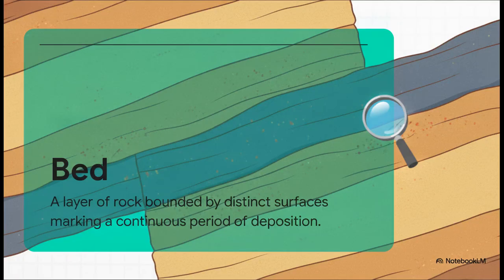Okay, so our foundational unit here is something called the bed. A bed is simply a layer of rock bounded above and below by distinct surfaces. It essentially represents a continuous period of deposition, like a single snapshot in deep time when sand, mud, or volcanic ash settled into one relatively even layer. These beds, and the surfaces separating them, which we call bedding planes, are the absolute baseline for all the measurements we are going to talk about today.